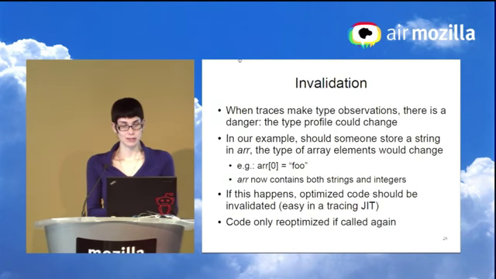So there's one issue with this, which is invalidation. If a trace makes a certain amount of observations about the types of a program, and I optimize the trace based on these observations, there's a danger that the types in the program could change. For example, what if someone stored a string inside my array of integers? It's no longer an array of integers. Now it contains both strings and integers. If I have a trace that assumes that my array only contains integers, I need to invalidate it and throw it away. And presumably, I only need to re-optimize this trace if it gets executed or if it becomes hot again. If the trace becomes invalidated and is never executed again, I don't need to re-optimize it.